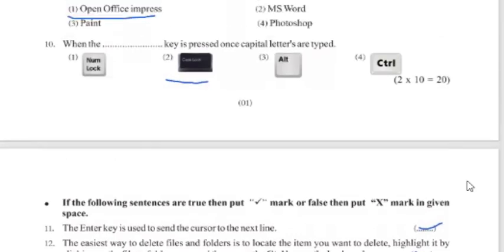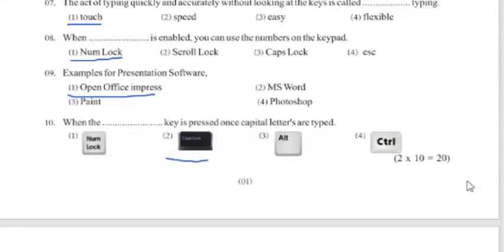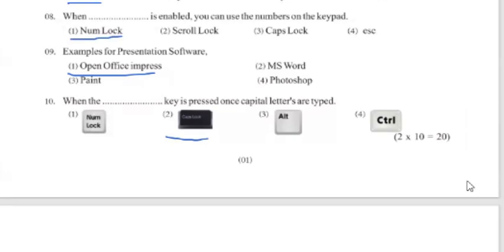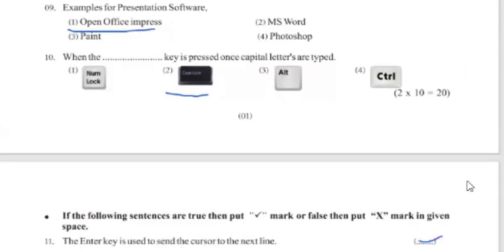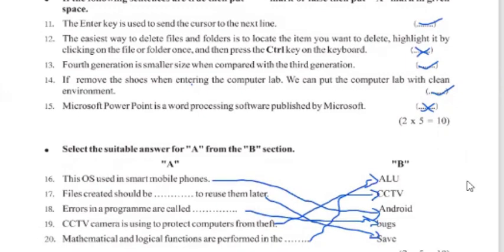So count your correct answers and multiply by 2, then you can get your mark out of 20. Let's move to the next one. If the following sentences are true, then put a right mark, or if false, then put a cross mark in the given space. Let's check the answers. The enter key is used to send the cursor to the next line.